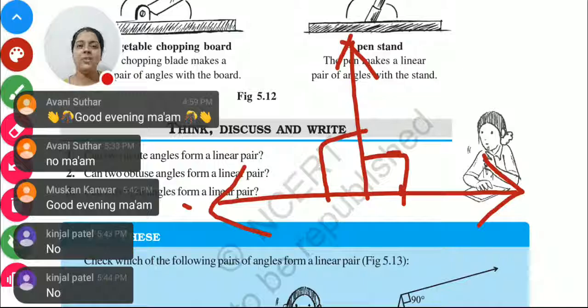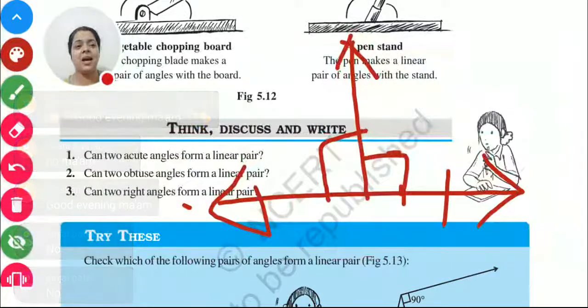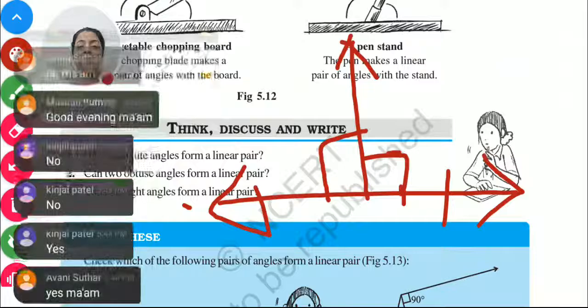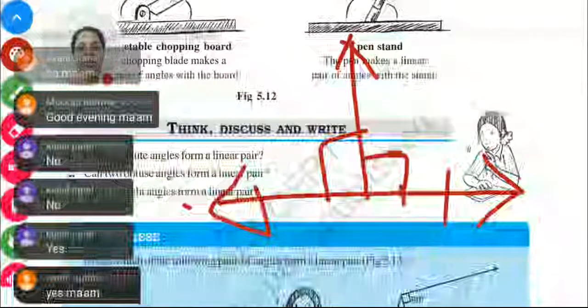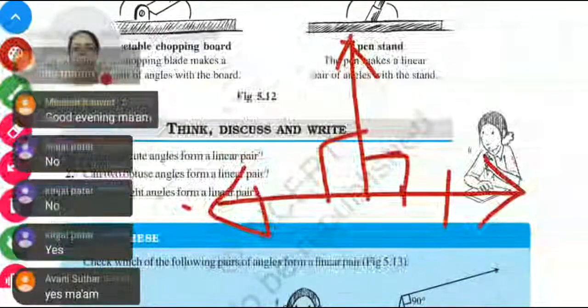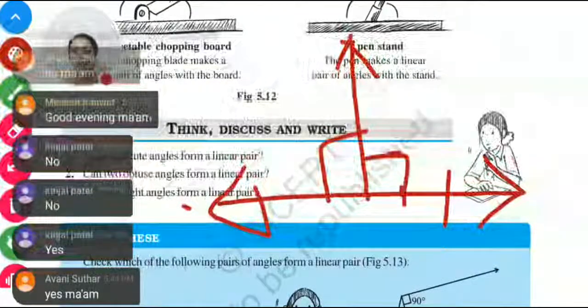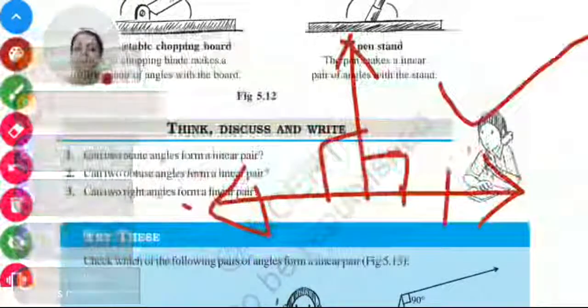Why? The opposite arms, or you can say the opposite sides, form 180 degrees, right? They are opposite to each other, and they are uncommon lines. So we can say yes, 90 degree angles can form a linear pair. Okay, linear pair. So this is all done.